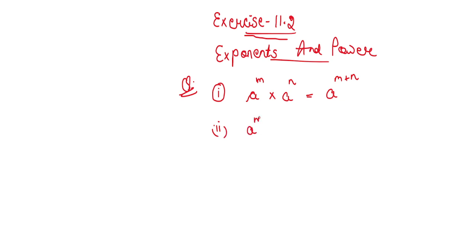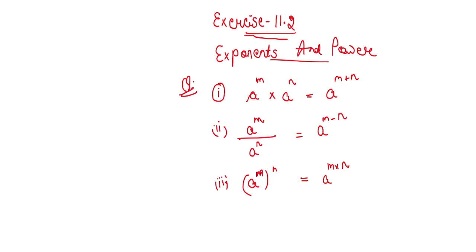If the base and the power is there and if you have to divide it, then what is the law here? You have to subtract the powers. Understood? And if there is a power and a power, a raised to the power m raised to the power n, then what you have to do? You have to multiply the powers. Okay, understood students?